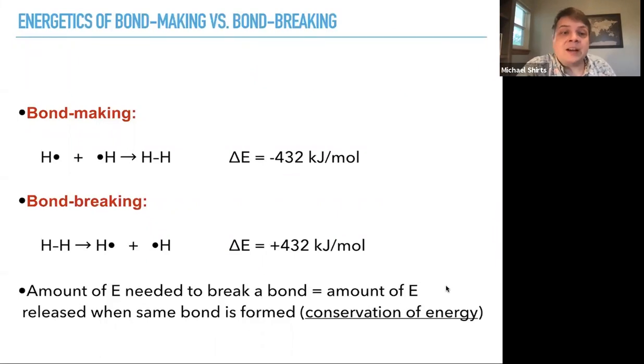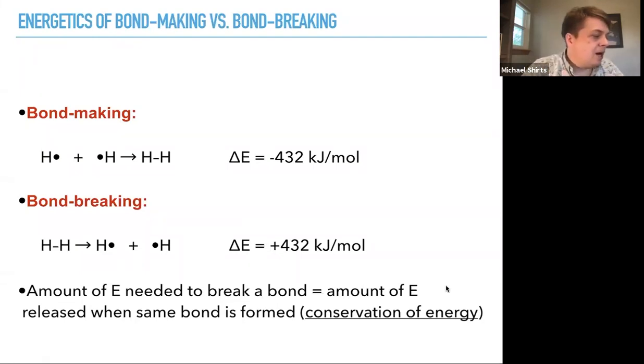Bond breaking is the exact opposite of that process. You need to tear the atoms apart, so that's an endothermic reaction. The amount of energy needed to break a bond is the amount of energy released when that same bond is formed, just by conservation of energy. We are converting the chemical energy, which is a form of potential energy of the electrons at different levels of Schrodinger's equation, into some other type of energy that is used by the environment to do work or to heat up the environment. We don't really know. It'll be used for something.